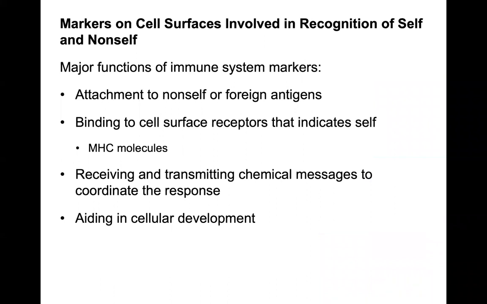Now, markers on the surfaces of cells are involved in recognition of self and non-self. This is an important concept in the immune system: the ability to recognize self, which is your particular cells, versus non-self, which would be anything that is not you. Major functions of the immune system markers are attachment to non-self or foreign antigens and binding to cell surface receptors that indicate self. The self antigens we have on human cells are called MHC receptors. They also receive and transmit chemical messengers to coordinate the response and aid in cellular development.